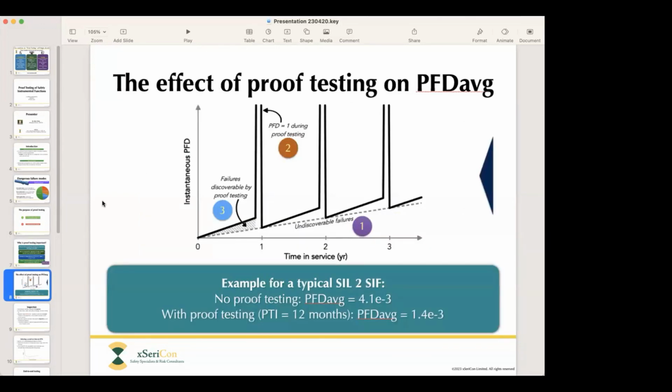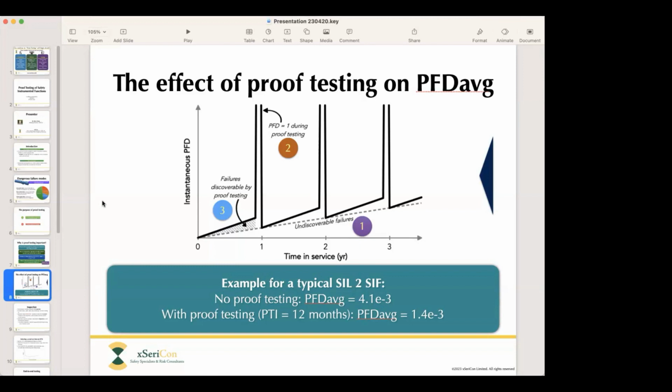Now, I mentioned a moment ago that proof testing does reduce the PFD, the probability of failure on demand of the safety function. And just to explain that in a little bit more detail, to put it in a simple way, the probability of failure on demand of a safety function has got three main contributions to it. The first one that you can see indicated by the number 1 on this graph arises from the undiscoverable failure modes. And that's the gradually rising gray dotted line at the bottom of the graph.